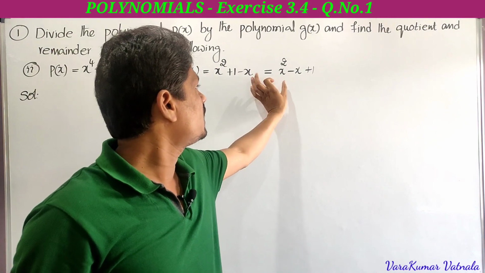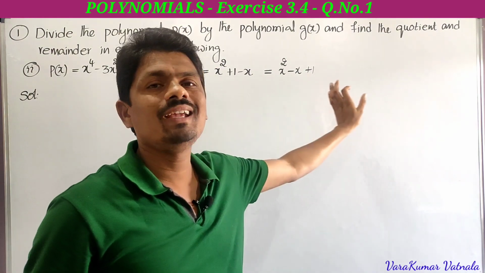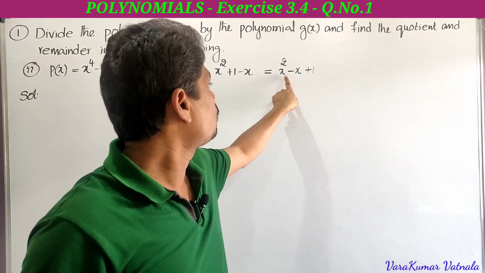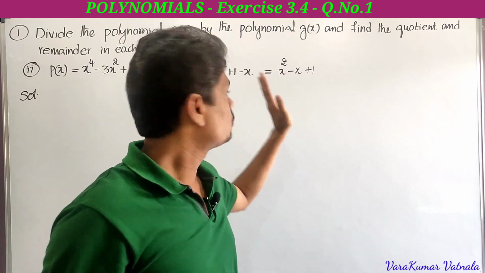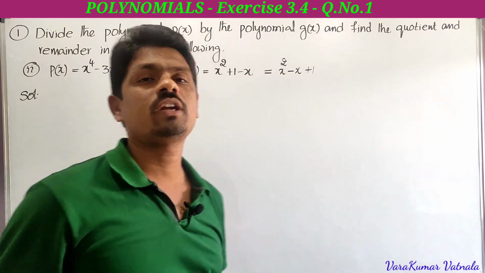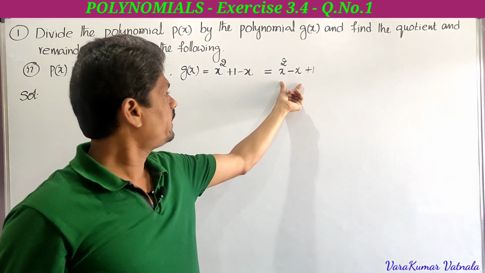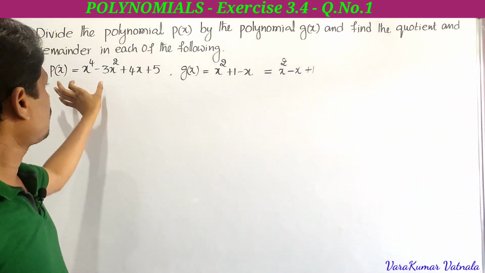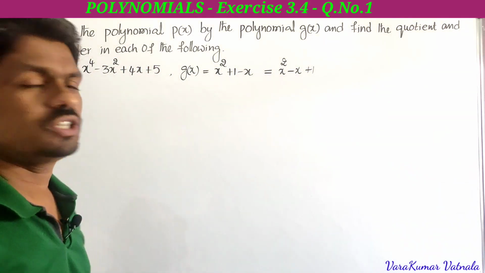The degrees of the terms should be in decreasing order. Here it is 2, 1, 0. So now g of x is also in its standard form. This is the standard form of g of x. Now we have to divide p of x by g of x.